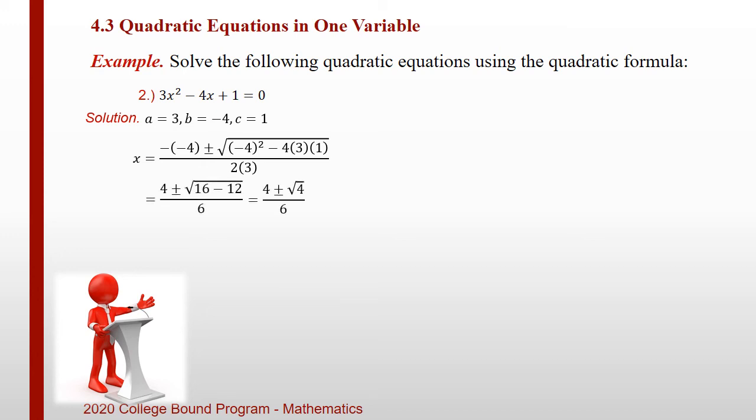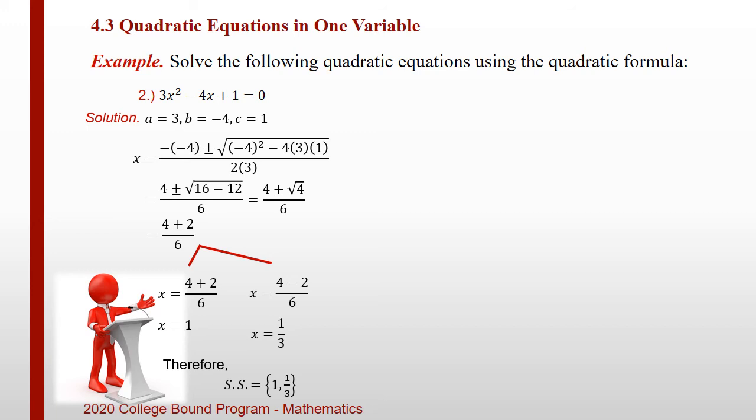This can be simplified to x equals 4 plus and minus 2 all over 6. Thus, we have x equals 4 plus 2 over 6 and x equals 4 minus 2 over 6. This results in x equals 1 and x equals 1/3 respectively, giving us the following solution set.